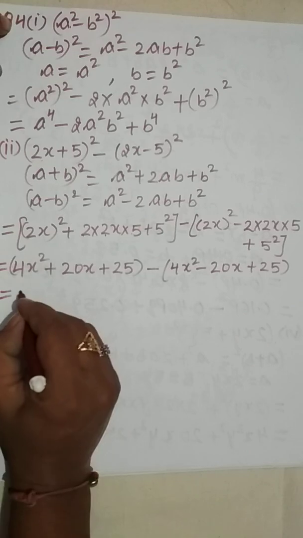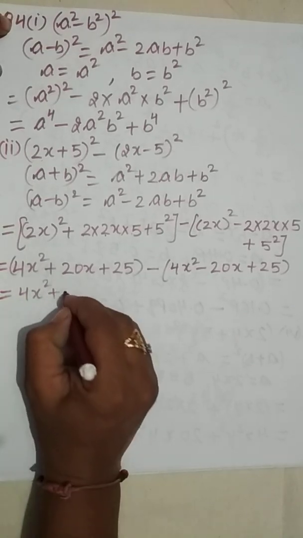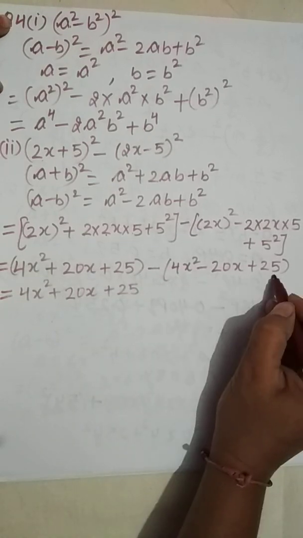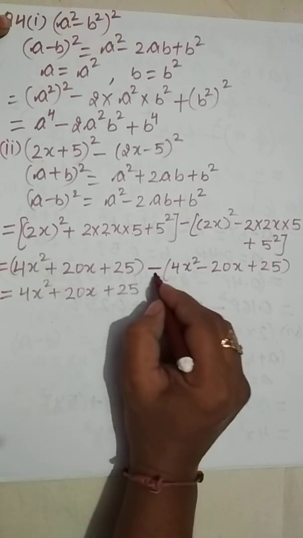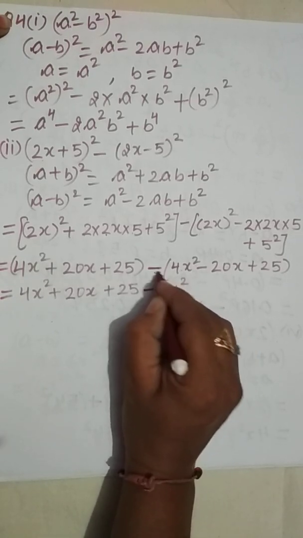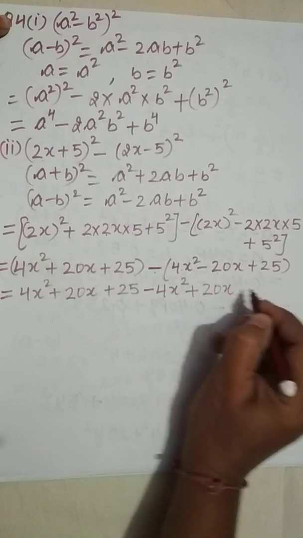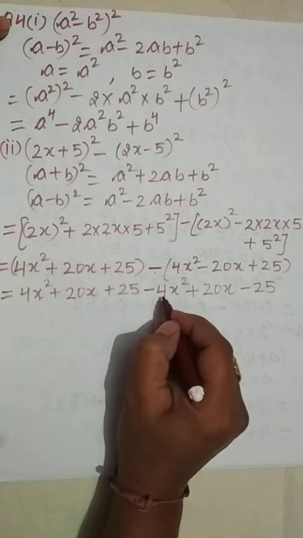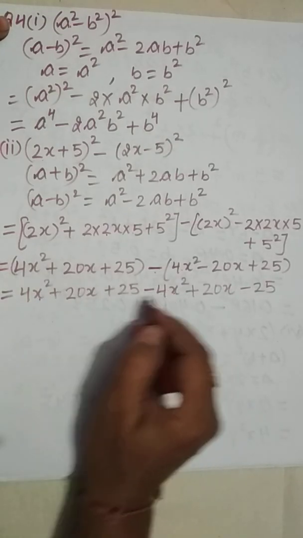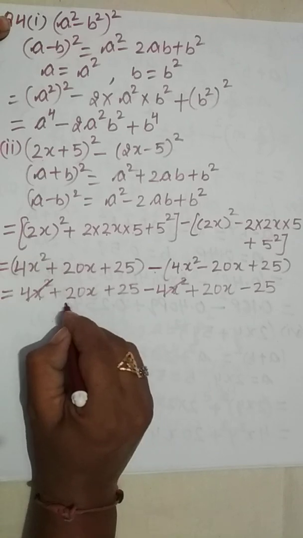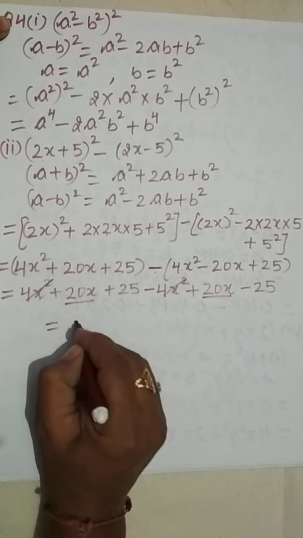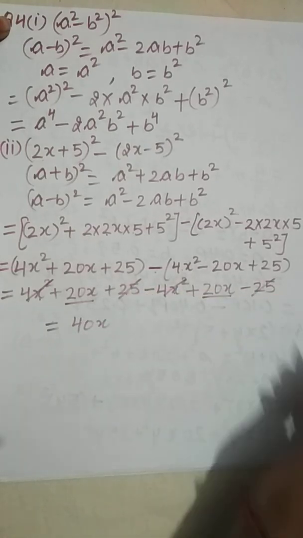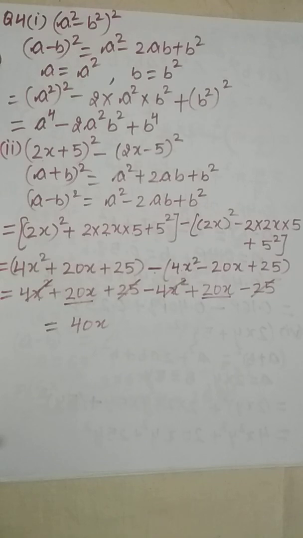Now open the brackets. 4x² + 20x + 25 remain same. The sign of this bracket will change as there is a negative sign. So this is −4x² + 20x − 25. Now arrange the like terms. 4x² and 4x² are with the opposite signs, so they will cancel each other. 20x + 20x is equal to 40x. 25 − 25 cancel each other. 40x is the required answer.